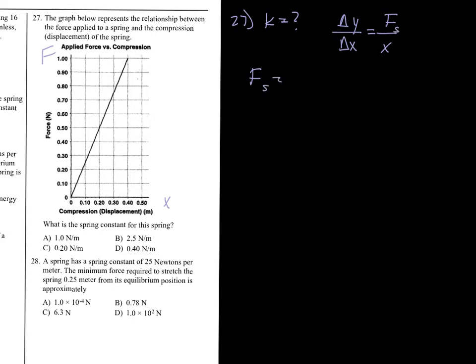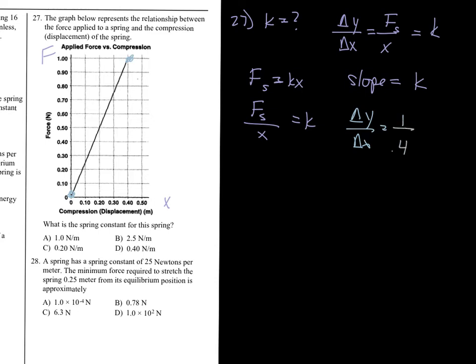If you look back at this equation, Fs equals k times x, Fs divided by x gets us k. So the slope here equals the spring constant k. So greater slope, greater k. Now we've got to find the slope of this. I'm going to pick these points over here, from 0, 0 and 1 over 0.4. So my change in y over change in x is going to be 1 over 0.4. And you should get 2.5 newtons per meter. Choice B.